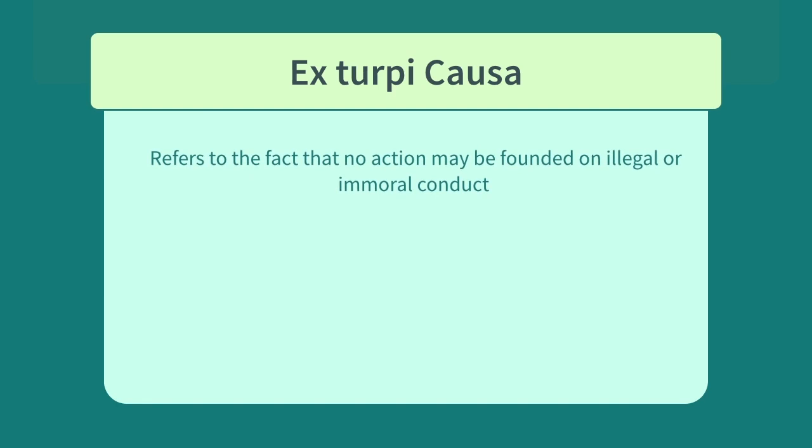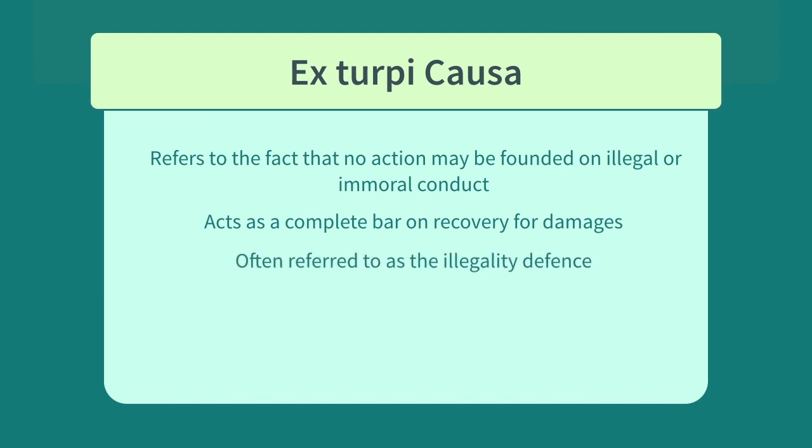The Latin maxim ex turpi causa non oritur actio refers to the fact that no action may be founded on illegal or immoral conduct. This maxim applies not only to tort law, but also to contract, restitution, property, and trusts. Where the maxim of ex turpi causa is successfully applied, it acts as a complete bar on recovery. It is often referred to as the illegality defense, although it extends beyond illegal conduct to immoral conduct.